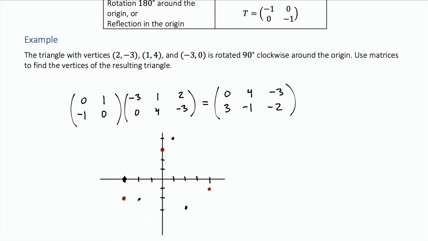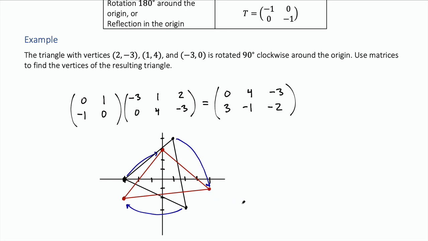So you'll see what happened here. This point went to that point, this point went to that point, and this point went to that point. So that was our 90-degree rotation. And of course we were thinking of this as a triangle, so I'll go ahead and just draw the triangle so we can see that triangle rotate. So that was our initial triangle, and then we ended up with this new triangle. And hopefully you can kind of see that 90-degree rotation.